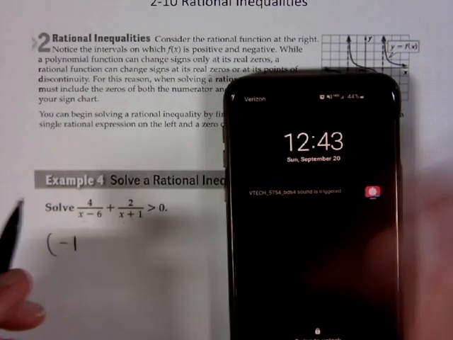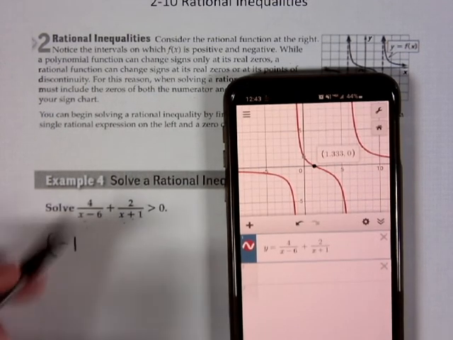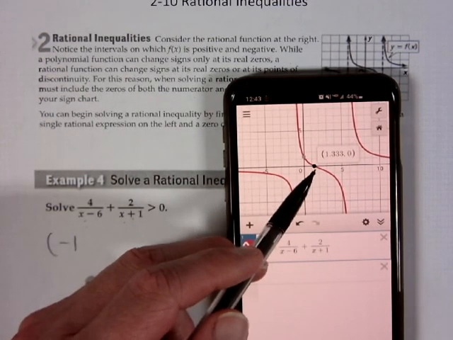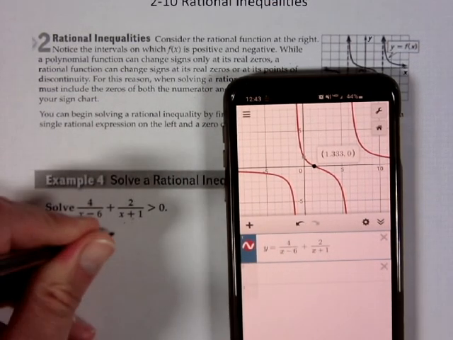All right, so let's open this back up and continue to take a look here. Now, how long does the interval continue? Well, it continues till 1.333. We'll write that more exactly as 4/3.